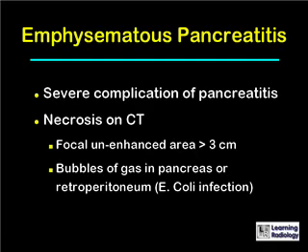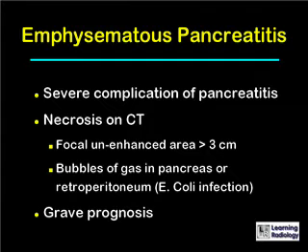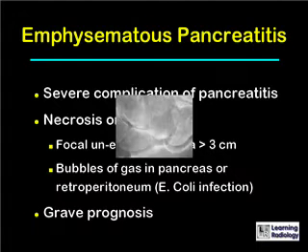Pancreatic necrosis on CT can be recognized by a focal, unenhanced area of the pancreas, usually greater than 3 centimeters in length. There may be bubbles of gas in the pancreas or the retroperitoneum from E. coli infection. Emphysematous pancreatitis carries a grave prognosis.